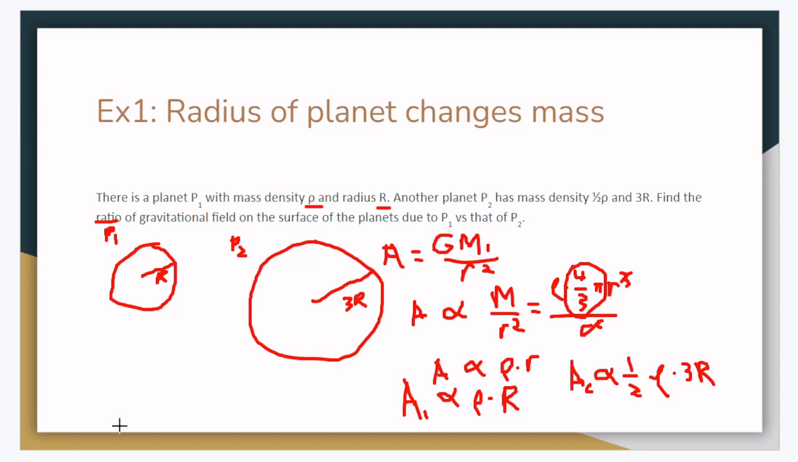Now we can set A1 over A2, and that would equal, the rho and the r would cancel, so that would be 1 over 3 over 2. And then that would just be 2 over 3, and that would be our answer.